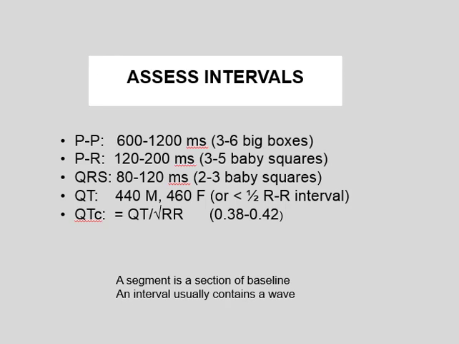Always assess the intervals, the PP interval, PR interval, QRS interval, and the QT interval. And you know that the QT interval varies with heart rate, sex, and there is a correction formula, the Bazett formula, shown here, where the QT corrected equals the QT interval divided by the square root of the RR interval. And it falls within a normal range, which is normally taken to be 0.38 to 0.42, but there is leeway in that. Remember, a segment is simply a section of the ECG baseline, whereas an interval usually contains a wave.